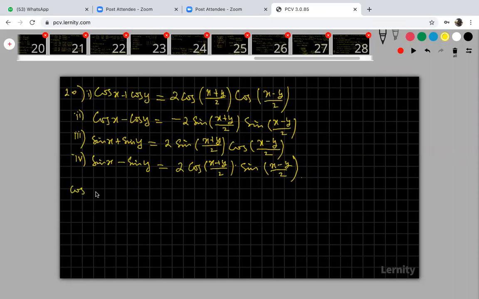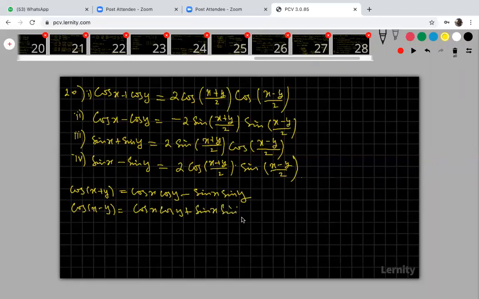Now look at that. What is your cos of x plus y formula? Cos x cos y minus sin x sin y. What about your cos of x minus y formula? The cos of x minus y formula is cos x cos y plus sin x sin y. Are you okay with that? Take this as equation number 1. Take this as equation number 2.